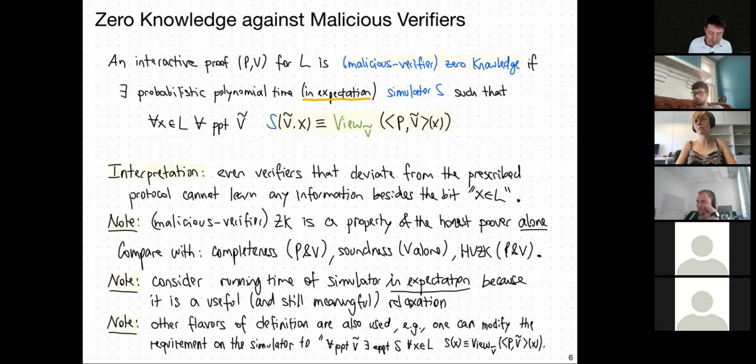Yeah, and here is just the remark about what was asked. This "in expectation" is because of technical reasons. It's still a meaningful relaxation that makes it a lot more usable. And other flavors are used, for example, this other quantification, which I laid out here.